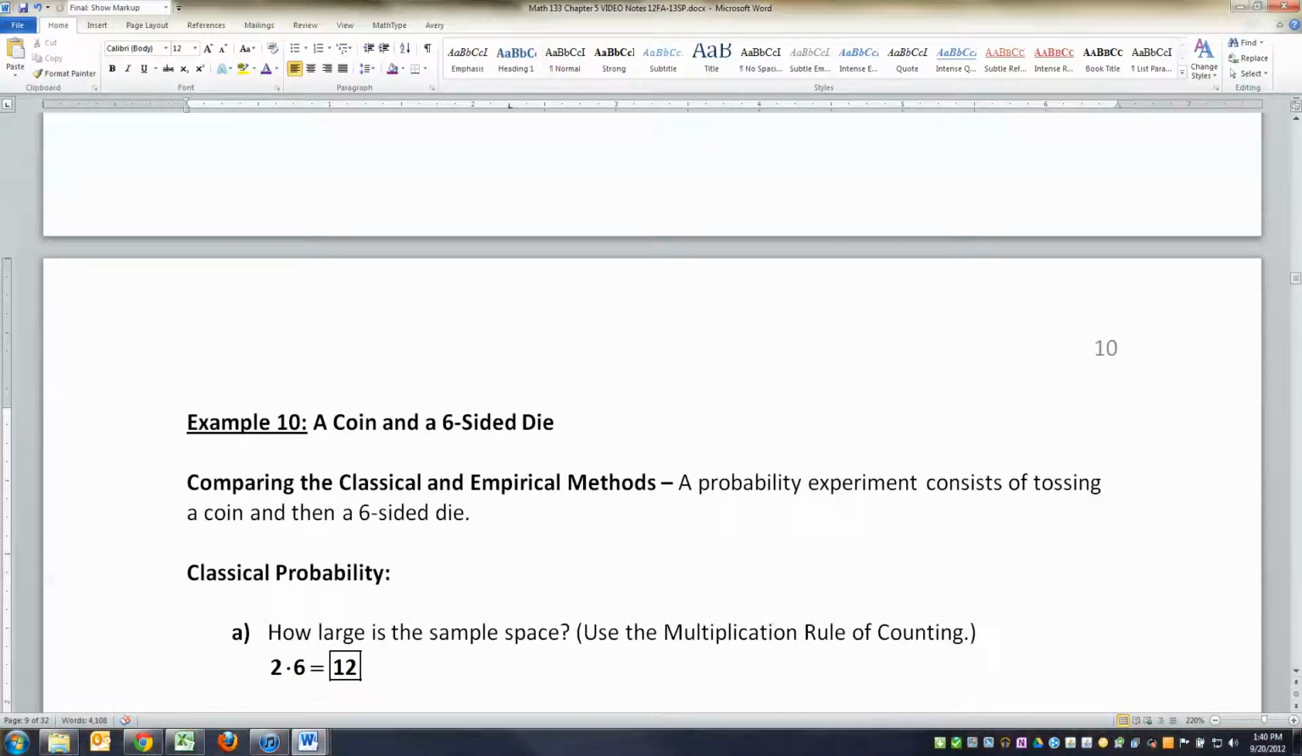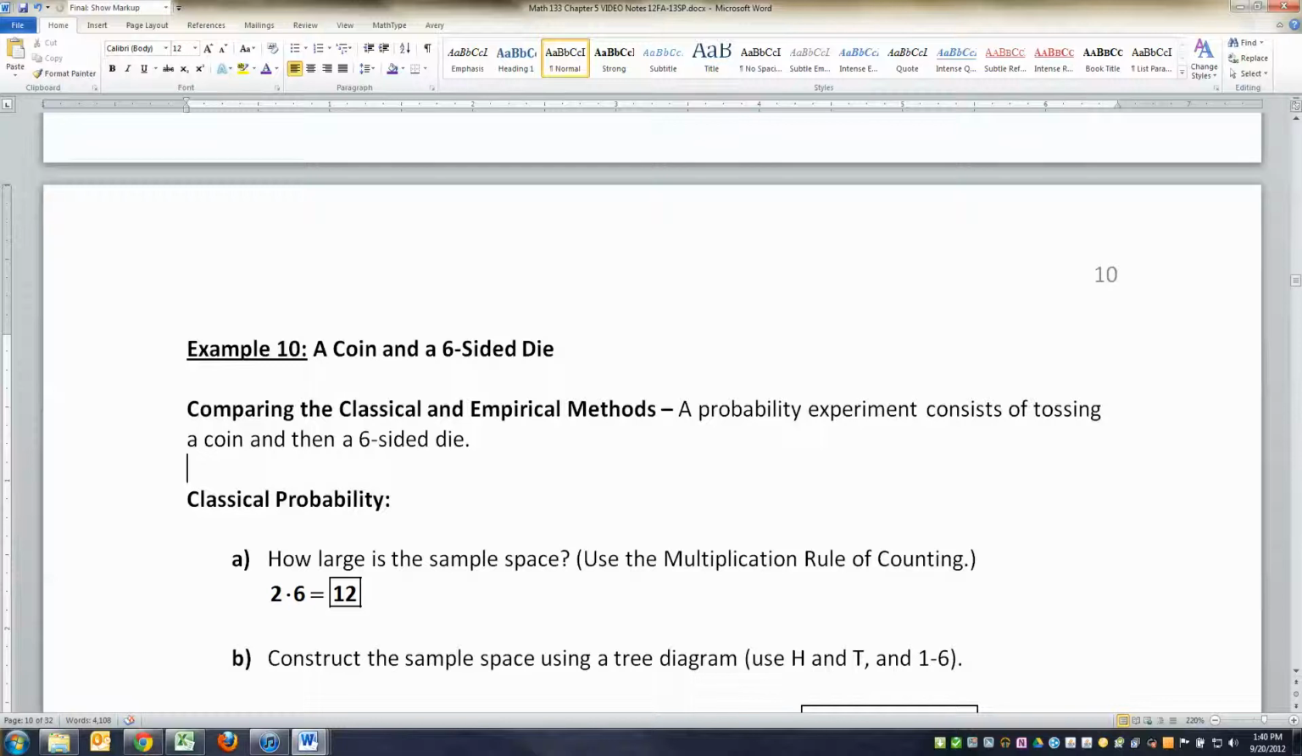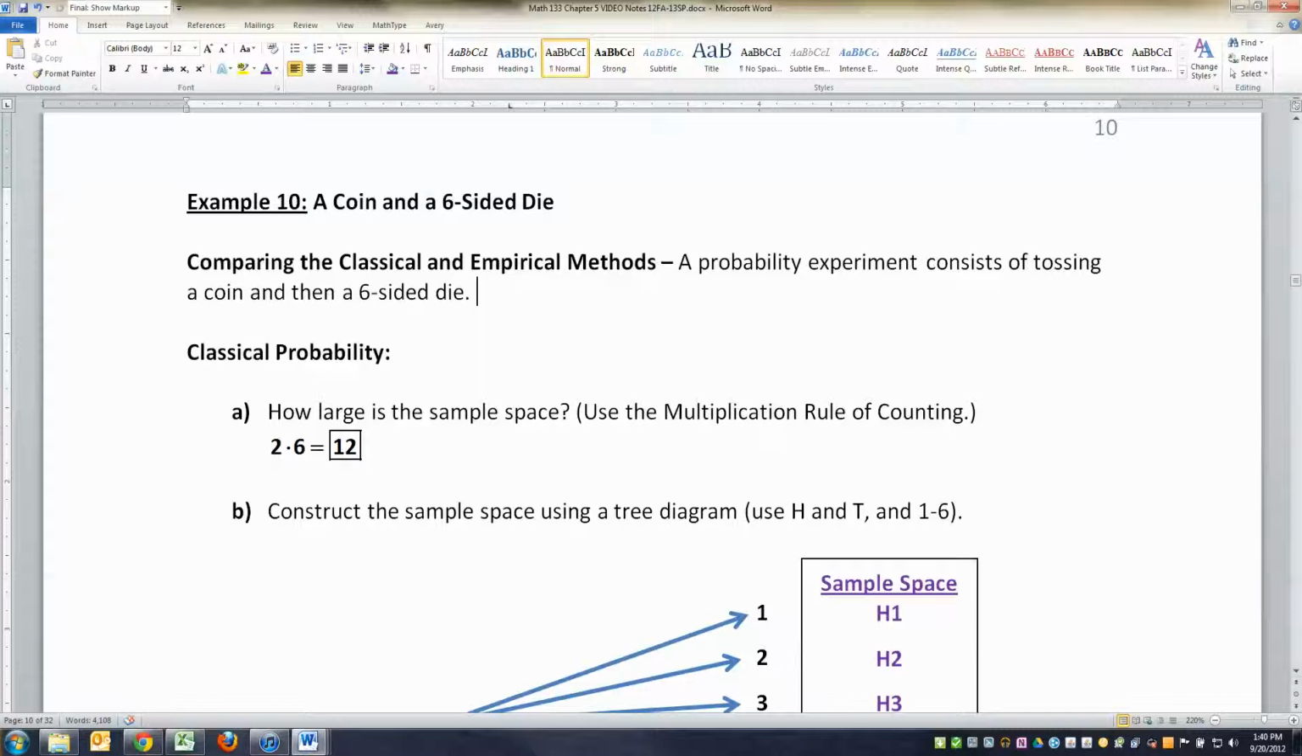Okay, so I want you to imagine that you toss a coin and then toss a six-sided die. How large would the sample space be? Use the multiplication rule of counting for that. You know that this coin has two sides. The die has six sides. 2 times 6 makes 12.